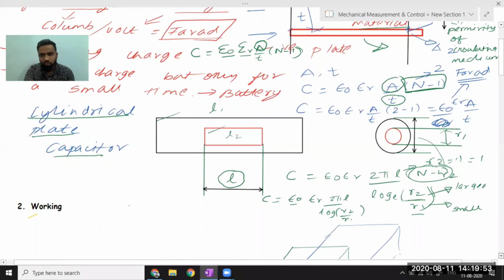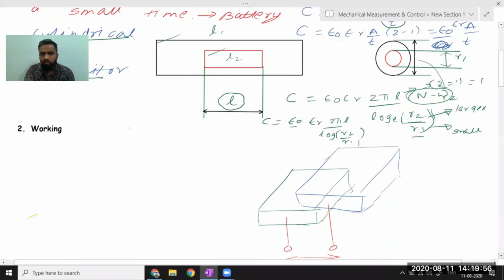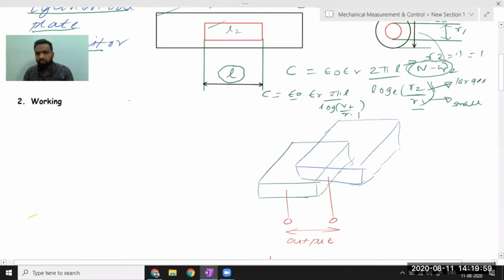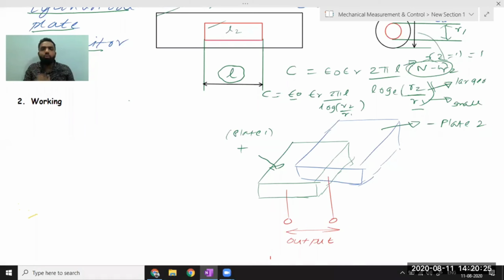Now what I want to let you know is how you use this to measure displacement. Just look at these two plates. This is my plate 1, suppose it is positive, and this is my plate 2, suppose it is negative. I am not showing the battery, but this capacitor will always have some kind of battery, because they always require some voltage to get the charge into their system. You don't have to worry that there will not be any voltage.